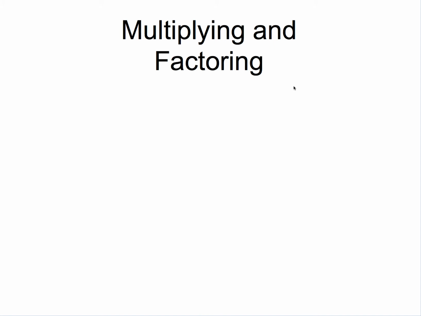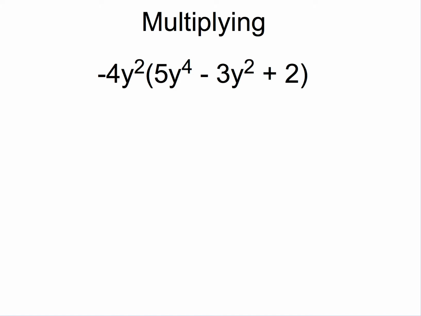In Chapter 9, Section 2, we're looking at multiplying and factoring. So first, let's look at just multiplying. This is exactly like distributive property, except now we have a coefficient, a variable, and an exponent that we need to multiply. But all we're doing is same as distributive property.